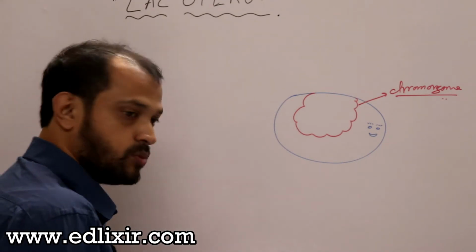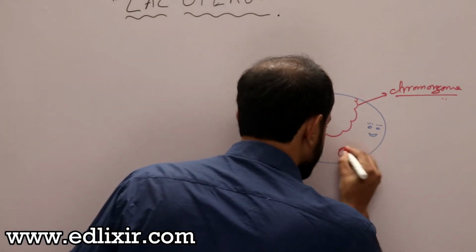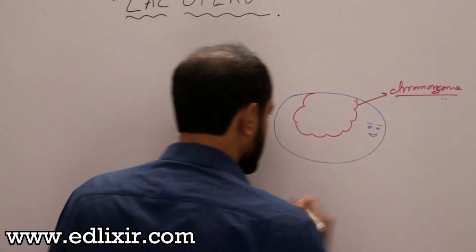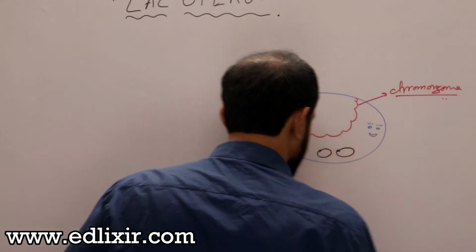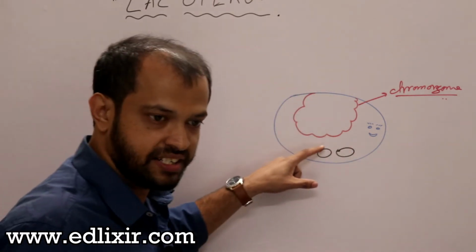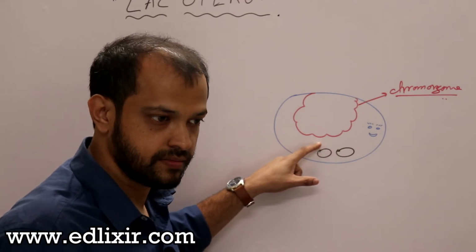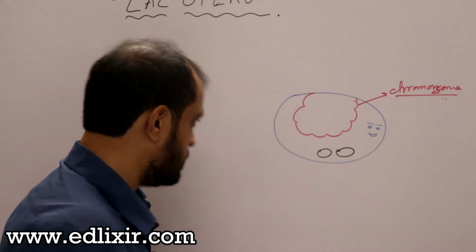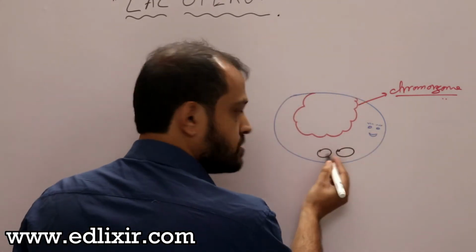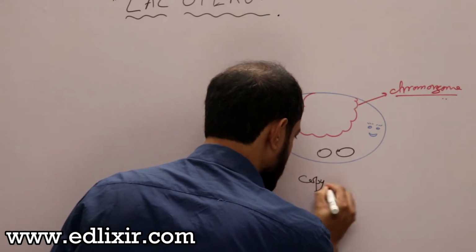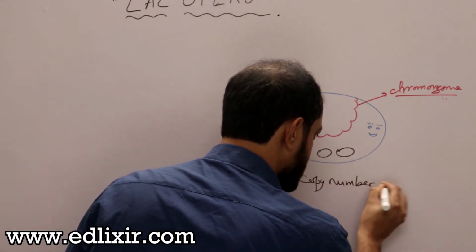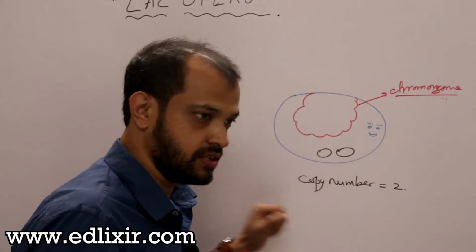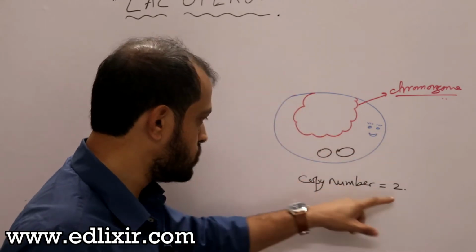This is the chromosome of bacteria, and this is its plasmid. Let me draw the plasmid in a different color. Now listen, these are plasmids. The number of plasmids in a bacteria determines the copy number. So in this bacteria there are two plasmids, that means the copy number of this bacteria is equal to 2. These are very important things you need to understand today.